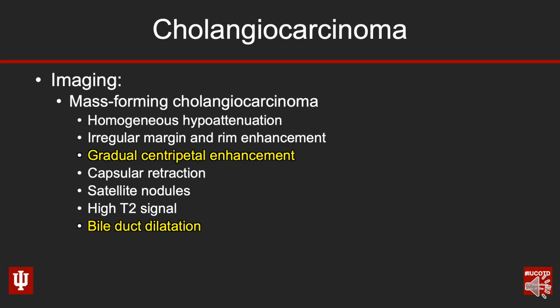Mass-forming cholangiocarcinomas have similar findings across CT and MRI. The mass is homogeneously hypoattenuating with irregular lobular margins. There is rim enhancement with gradual centripetal enhancement, which may be reflective of the central fibrous stroma of the tumor. It can cause capsular retraction of the liver. Satellite nodules are also common. Pretty much all of these findings are in our presented case. Of course, as a malignancy of the bile ducts, there can be biliary ductal dilatation.